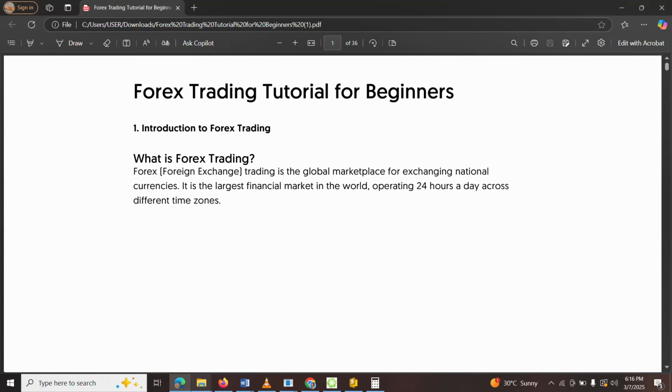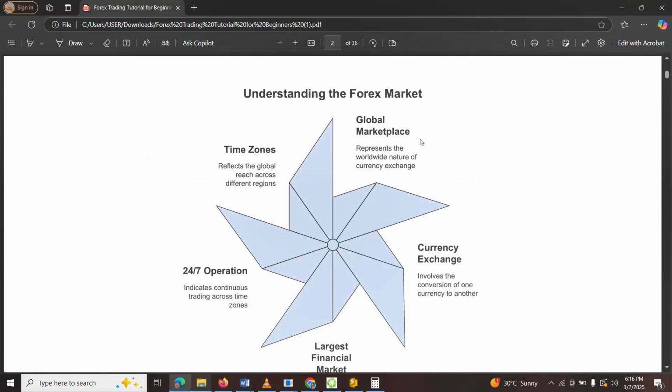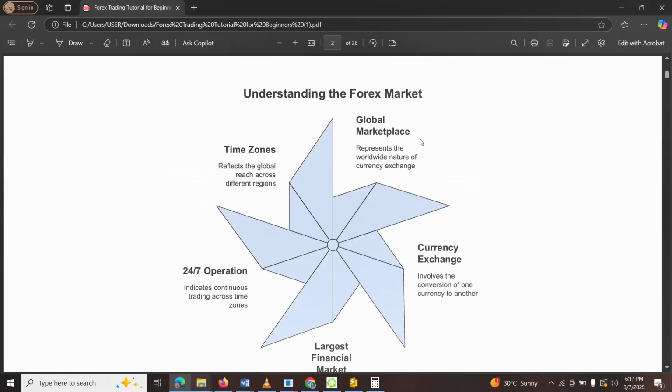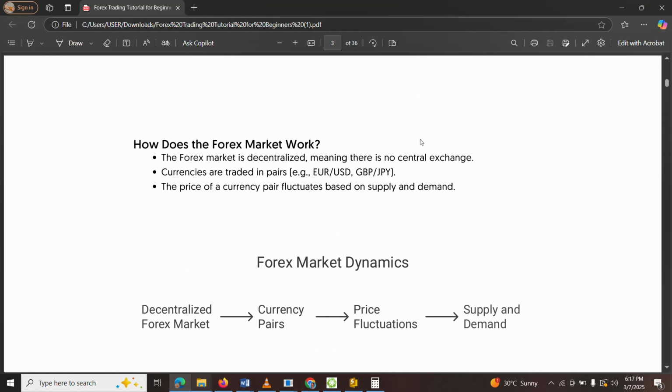So how does the forex market work? We need to understand this. The forex market, like we said, operates 24 hours a day across different time zones. The currencies that are traded include the euro, US dollar, and we also have GBP, JPY, that is Great Britain pound and Japanese yen. The price of a currency pair fluctuates based on supply and demand. Very important to note that.